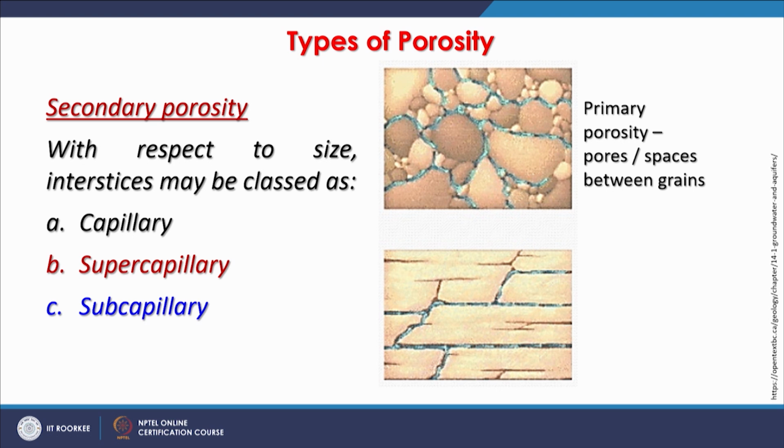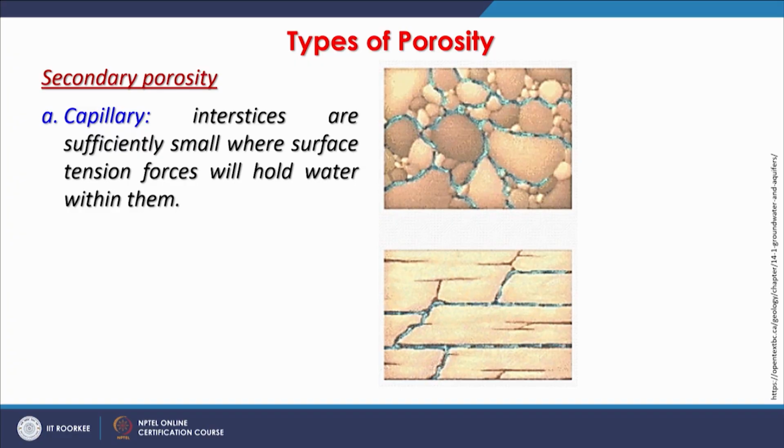the water, and you know that the surface tension of water changes with the temperature also, or impurity. So, some of these things in absolute terms cannot be measured or estimated, but they help us in terms of groundwater flow or groundwater storage. So, secondary porosity or these capillary things, which we will see: capillary is where the interstices are sufficiently small that surface tension forces will hold water within them, that is what capillary is.